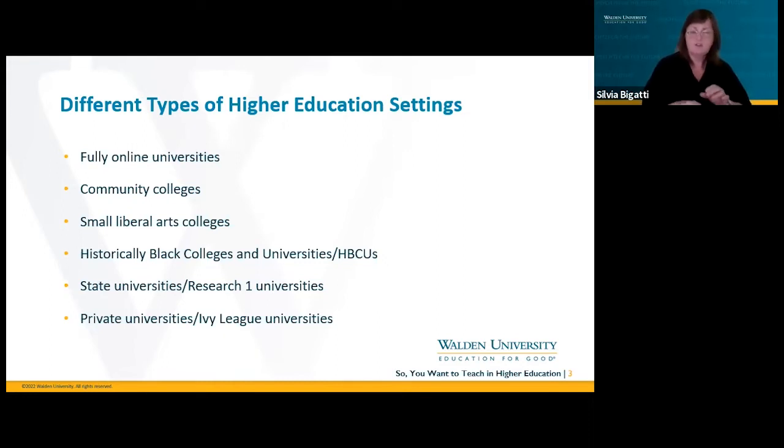So private universities, Ivy Leagues might be a way to be adjunct. State universities, definitely. HBCUs, I imagine, and community colleges and fully online universities for sure.